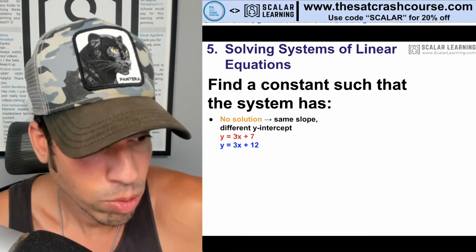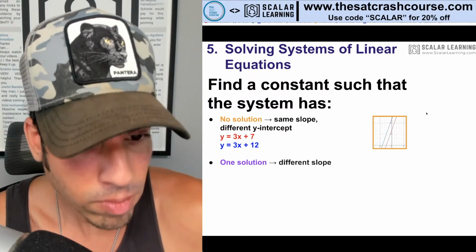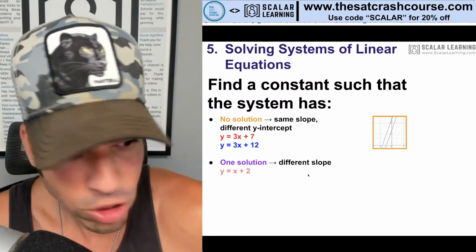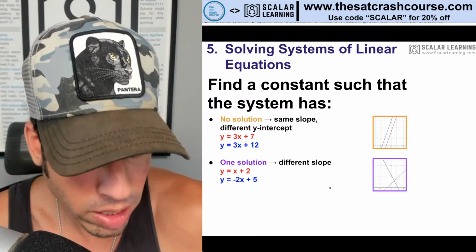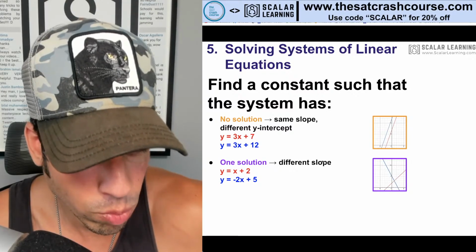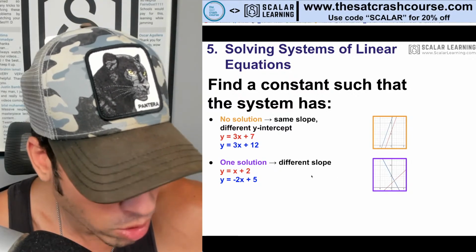Okay, so here's an example, same slope, different y-intercept. Parallel, one solution, just different slopes. One is that one. Here it's -2, different slopes. We get an intersection point, boom, done. And that's your solution wherever they intersect. It looks like at (1, 3) there.